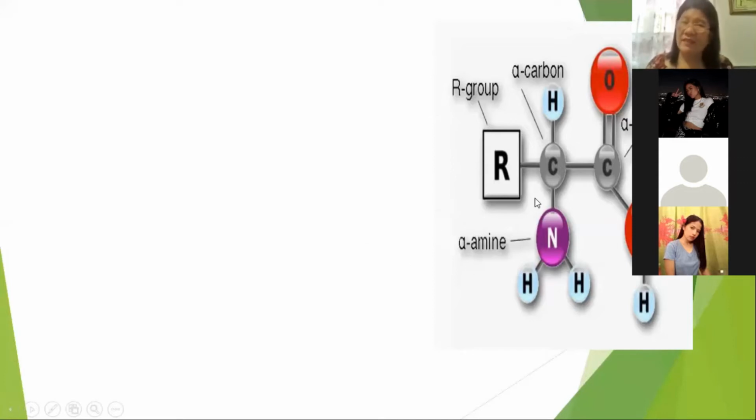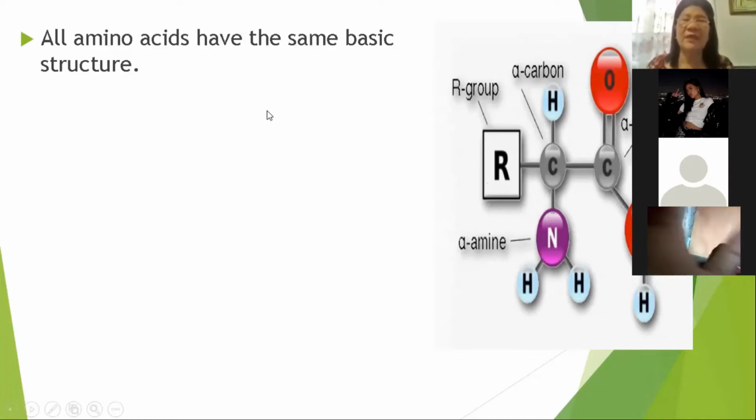I repeat, the carbon with hydrogen is the central atom. Then it has a carboxyl group, the COOH. It has the amino group, that is the NH2. And you have the side chain, which is the R group. So all amino acids have the same basic structure. They are the same. Where do they differ? They differ in the side chain.